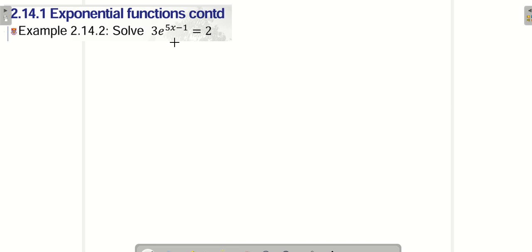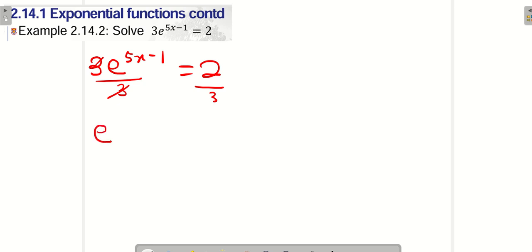Now let us continue. In this example, we are to also solve 3e to the power 5x minus 1 equal to 2. Now the first thing to do is to divide both sides by 3. So I'll get e to the power 5x minus 1 should be equal to 2 on 3. Now the next thing, take the natural logarithm of both sides.